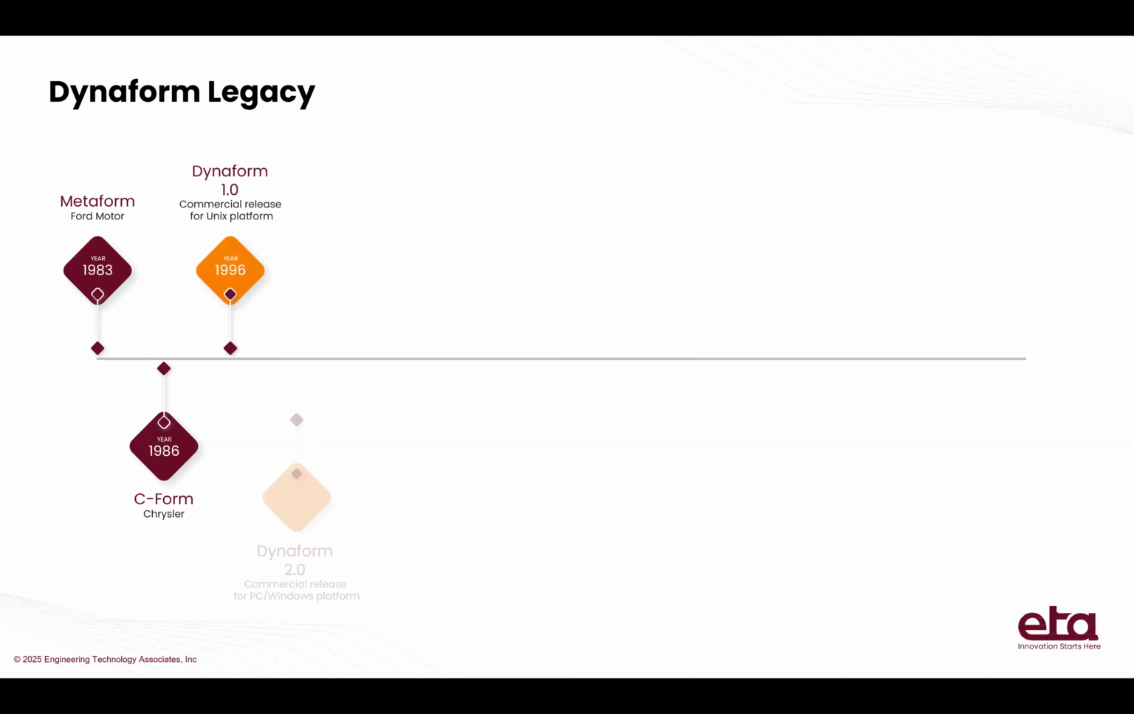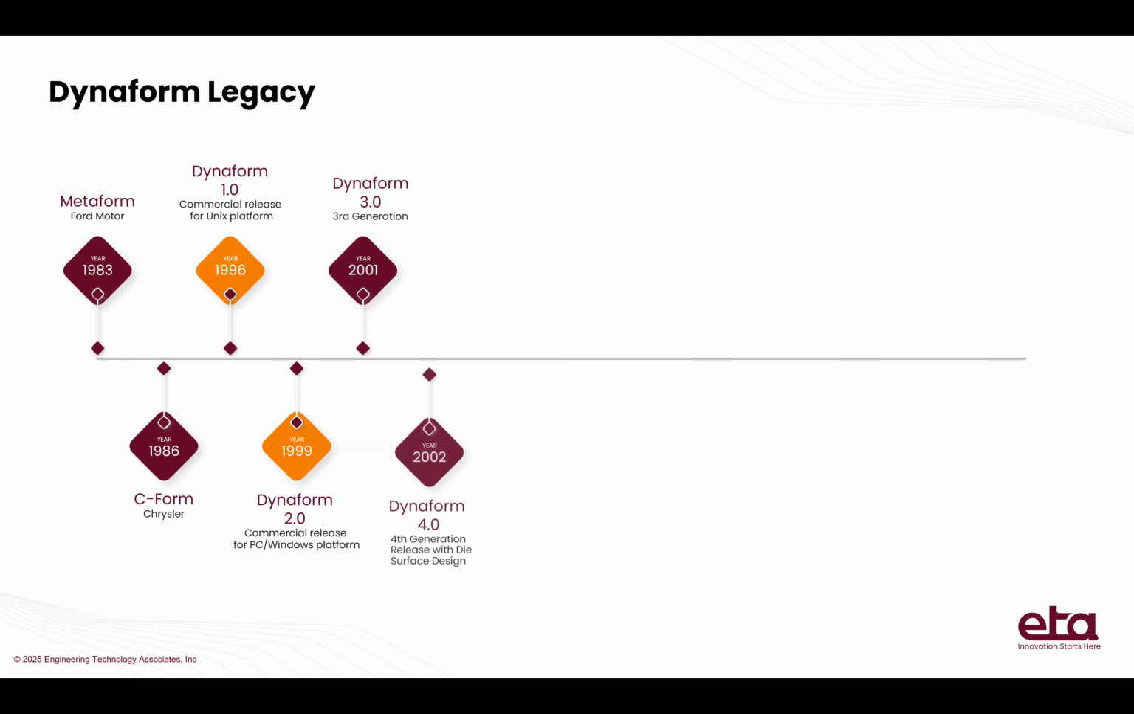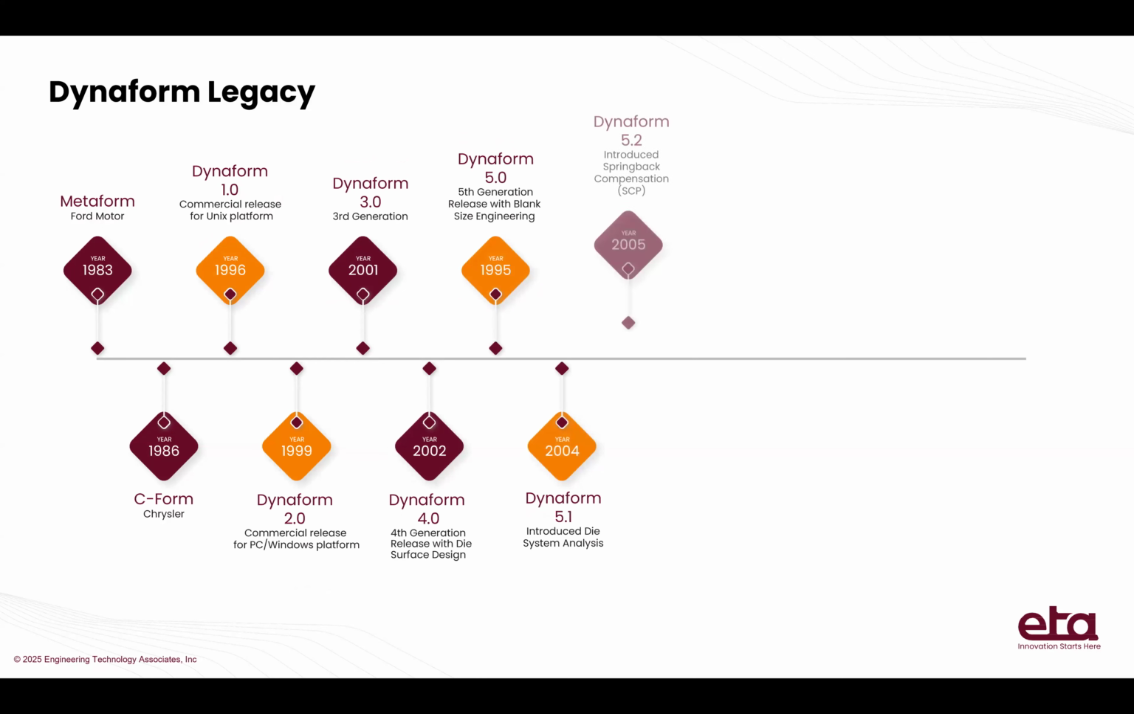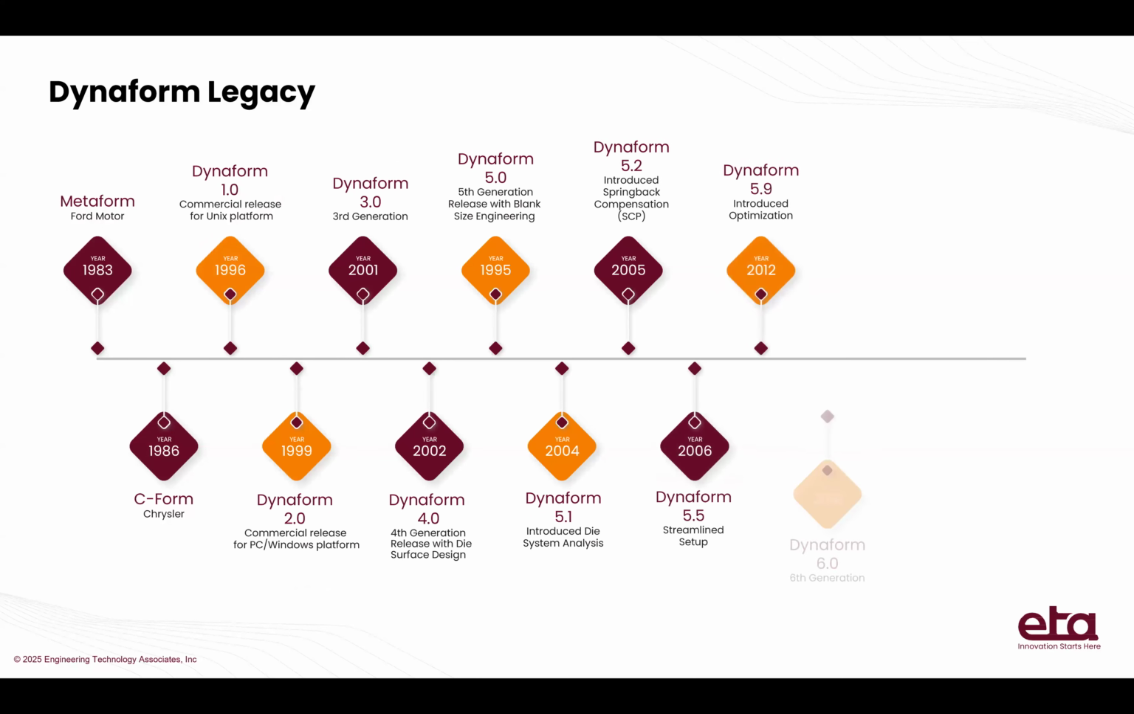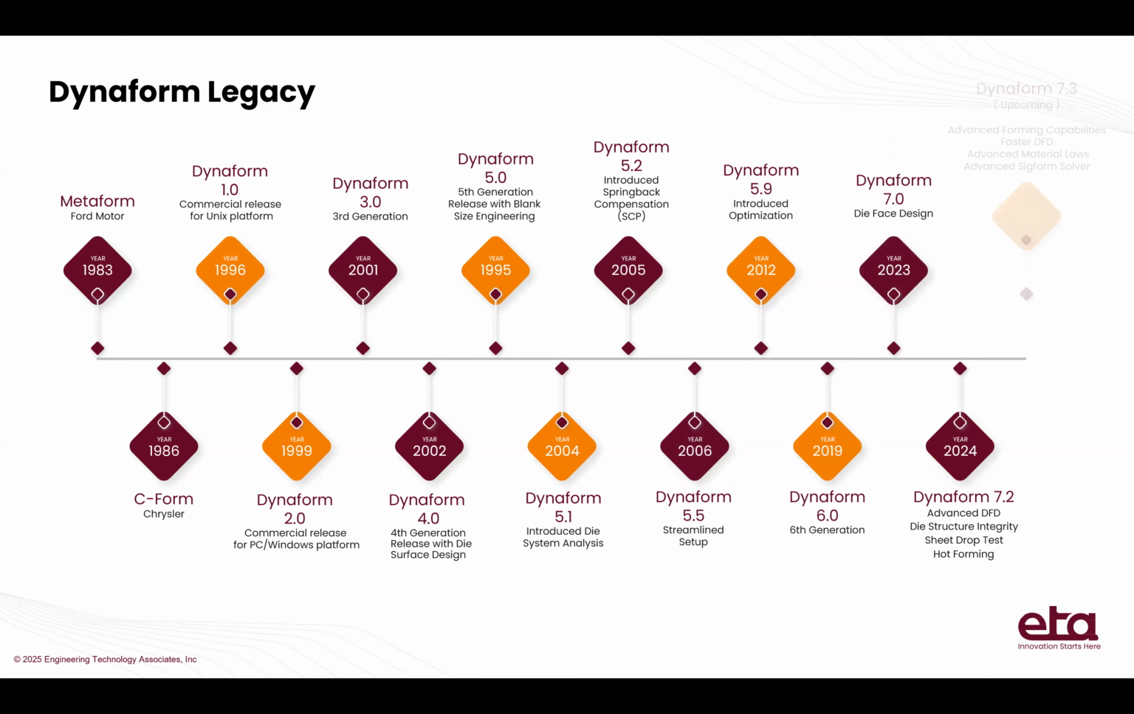So here's the Dynaform legacy. We started our code with Ford in 1983. During these years, ETA kept improving the function and code based on the demand from the market and the requests from our customers. In 2019, Dynaform was reborn by moving to a new software platform. In 2023, the die face design was added to Dynaform 7.0. In 2024, with the advanced die face design, sheet drop test, and hot forming added, it became a comprehensive end-to-end solution for sheet metal forming.